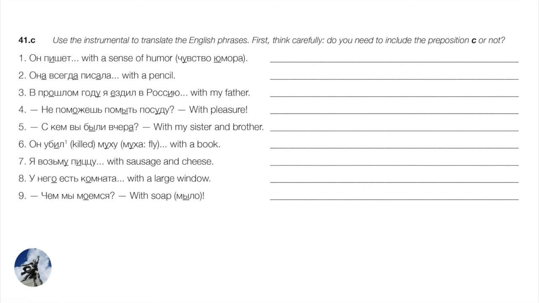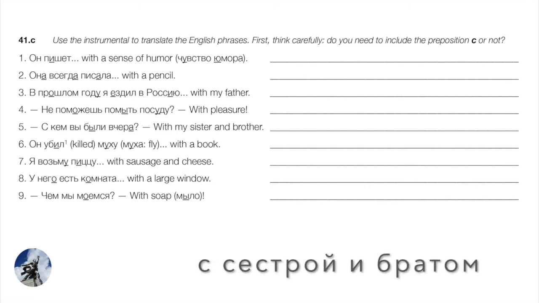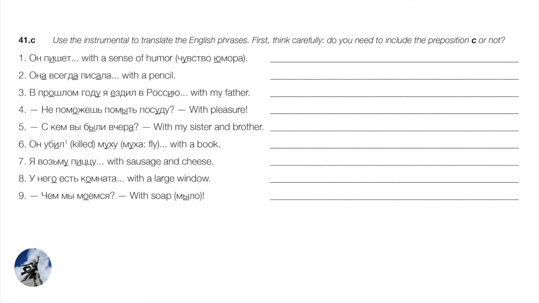Okay, number five. С кем вы были вчера? Literally, with whom were you yesterday, right? Who were you with yesterday? Okay, with my sister and brother. Now, again, in Russian, we don't need the my, right? We're assuming it's your own sister and brother. С сестрой и братом. С сестрой и братом.